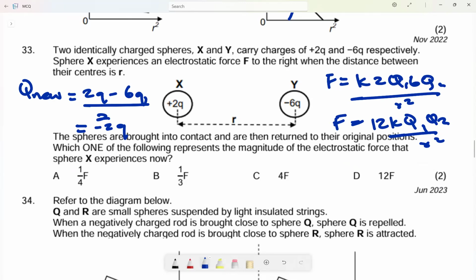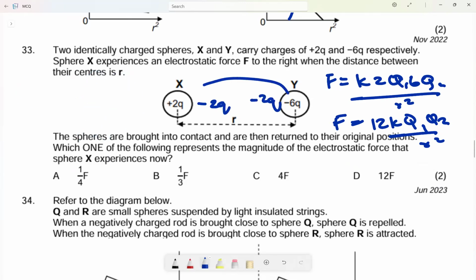Now they were brought into contact and now they have a new charge. Remember, electrons will move from negative to positive. The spheres are brought into contact and then returned to their original position. The minute they are brought into contact, there will be a transfer of charge from the one that is more negative to the one that is less negative. Therefore, you will need to find the new charge. After finding it, we find the electrostatic force and see how much it is.